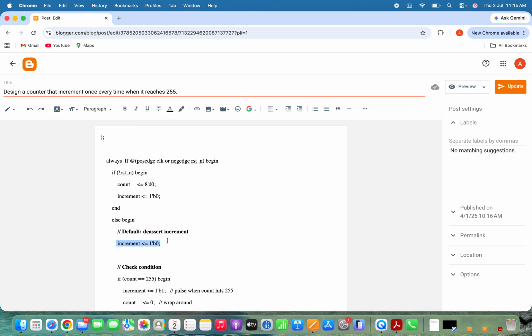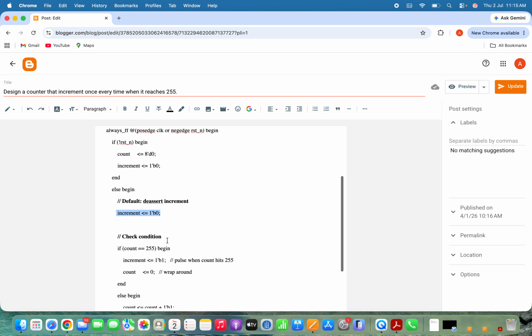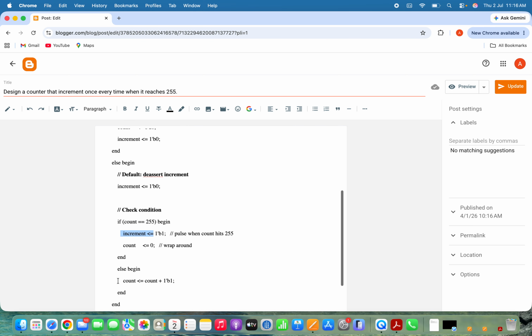Next, we check whether the counter has reached its maximum value. If the count equals 255, two things happen simultaneously. First, increment is asserted to 1, creating a pulse for exactly 1 clock cycle. Second, the counter wraps around and returns to 0. If the counter has not reached 255, we simply increment the count by 1.